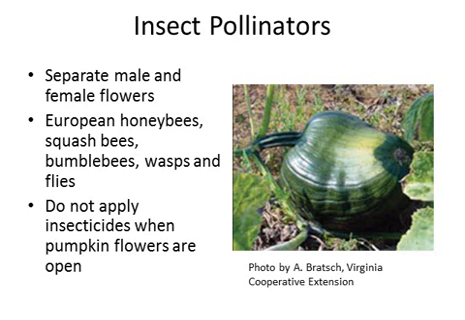In diversified farmscapes with a history of growing cucurbits, squash bees and/or bumblebees have consistently been shown to provide sufficient pollination of pumpkins and squash, regardless of whether honeybees were present. Pumpkin flowers open by daybreak and close by noon.